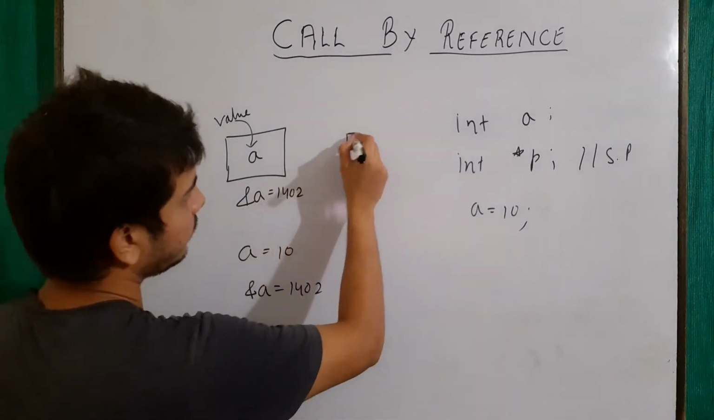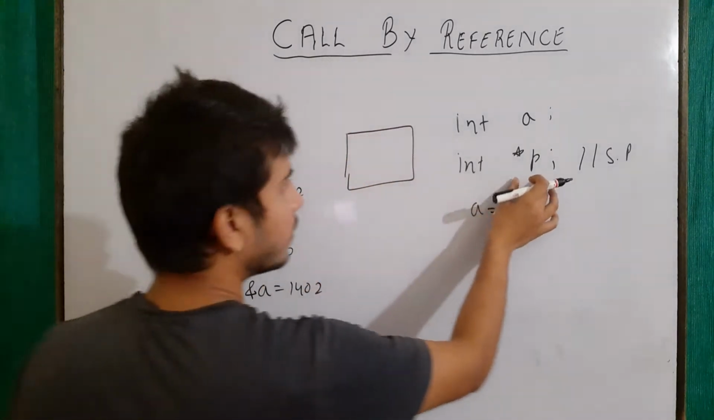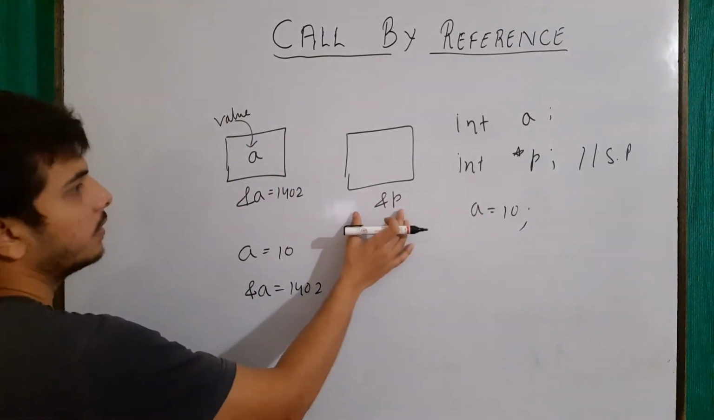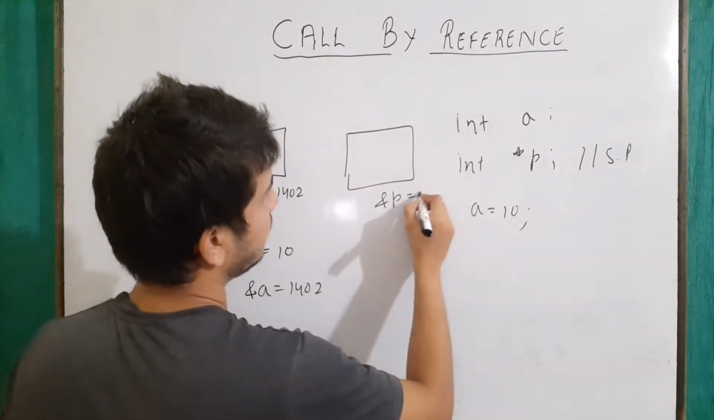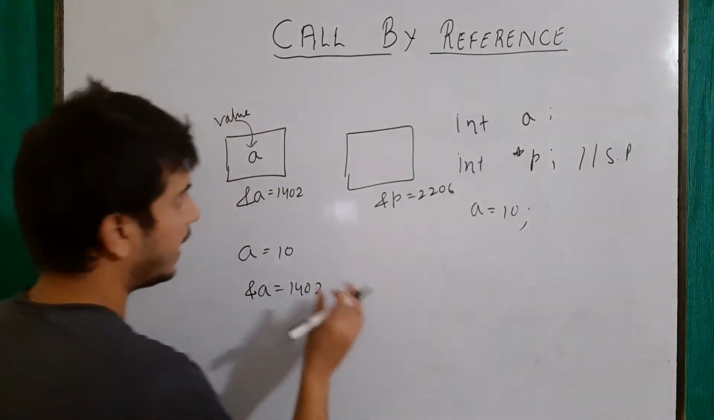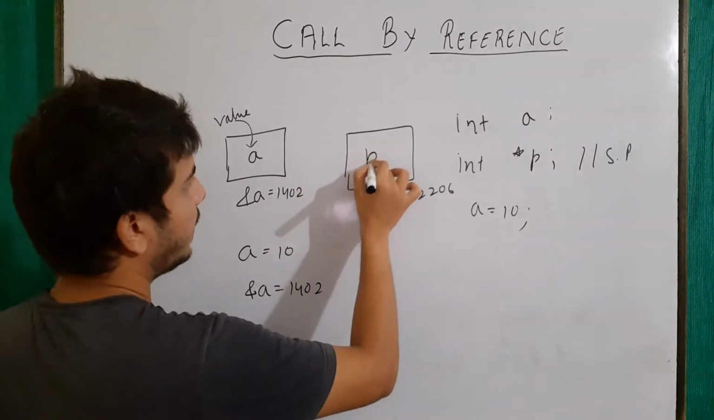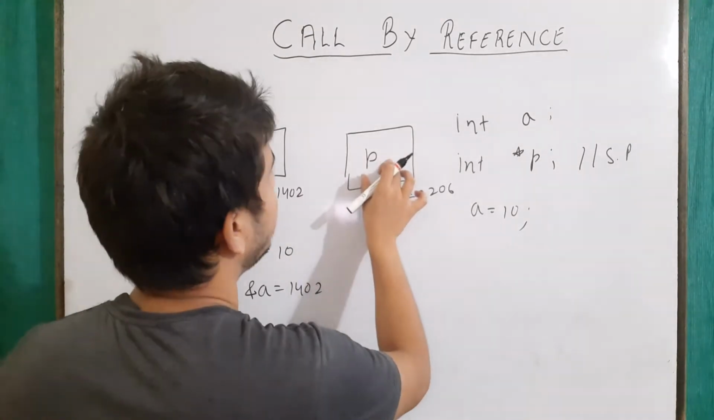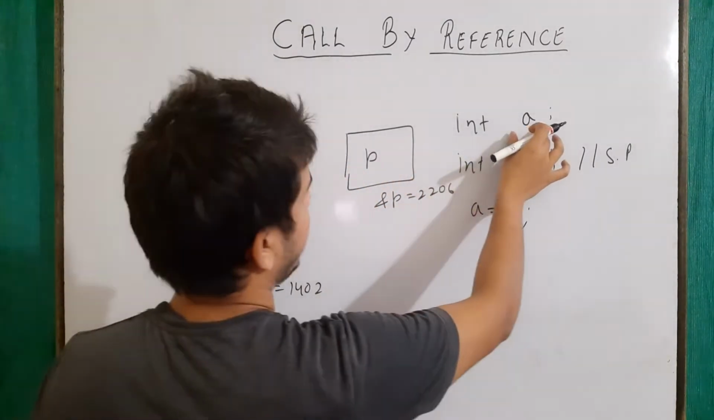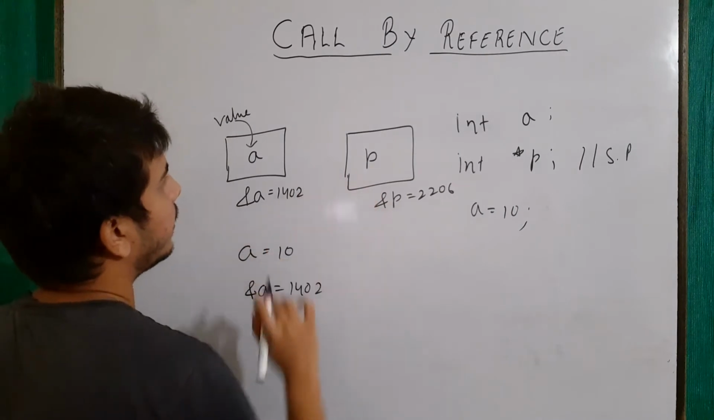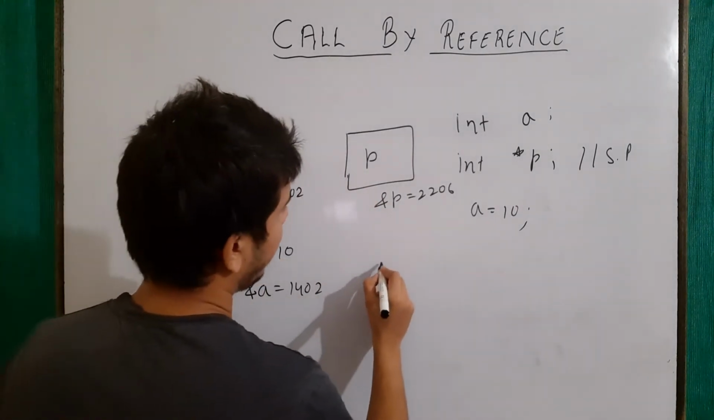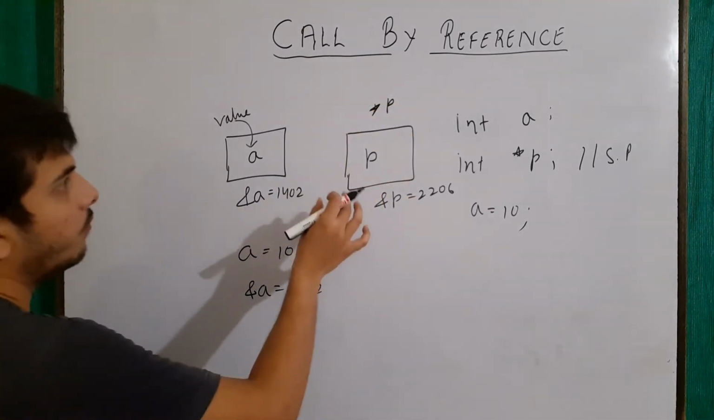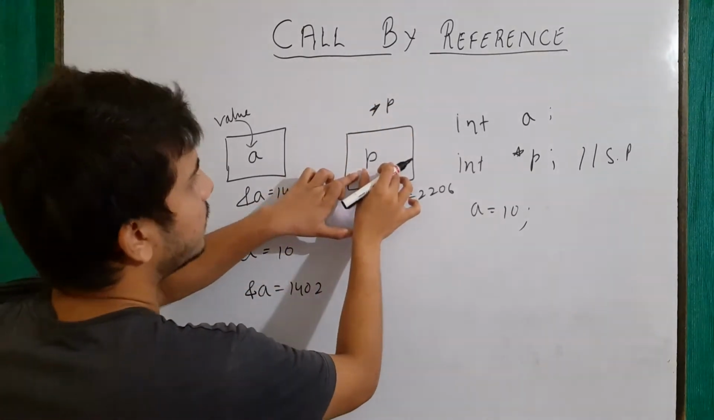So here p also has some location given to it, which is represented using &p. Let's say this is 2206. Then there is another entity, p, which will tell me the address of some normal variable. p can only hold the address of a normal variable, and this a is a normal variable here. There is another thing, which is the use of the asterisk. So there is also *p. *p means the value present at this address.